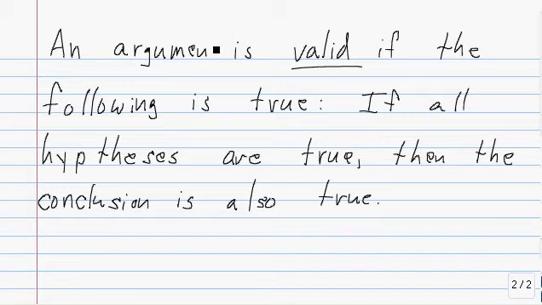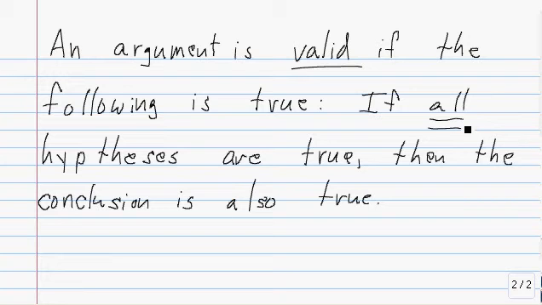And I've got a spelling error, argument. An argument is valid if the following is true. If all hypotheses are true, then the conclusion is also true. So let's read that a second time to make sure we have that. If all hypotheses are true, then the conclusion is also true.